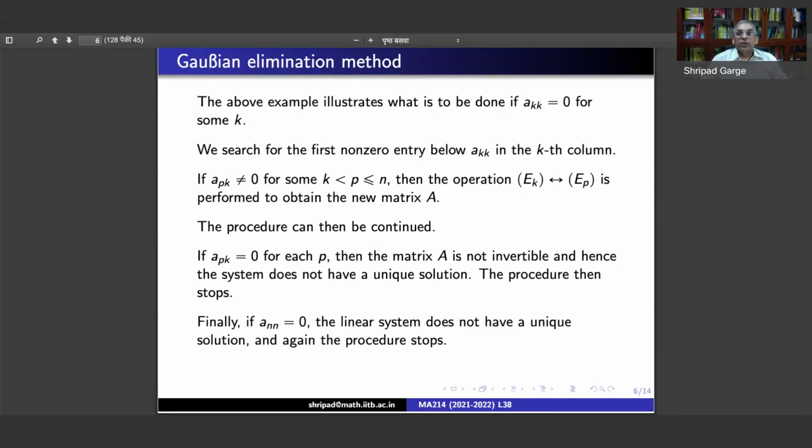If your particular diagonal entry in the ith step is 0, you search for a non-zero entry in the same column but below that. And if you get one such, you switch these two rows and continue. This is how the whole Gaussian elimination method works.